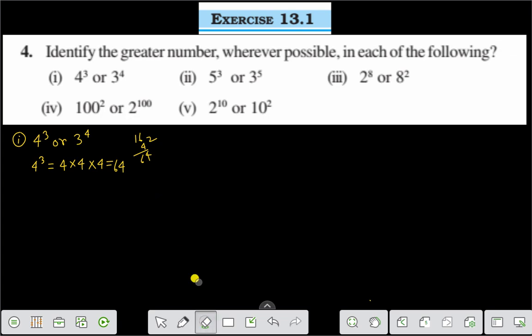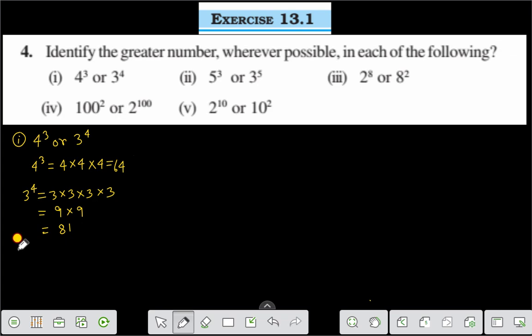Now, what is the value of 3 to the power 4? Let us find the value of 3 to the power 4. That means it will be 3 into 3 into 3 into 3, 4 times 3. Then 3 into 3 is 9, and 3 into 3 is 9. 9 nines are 81.